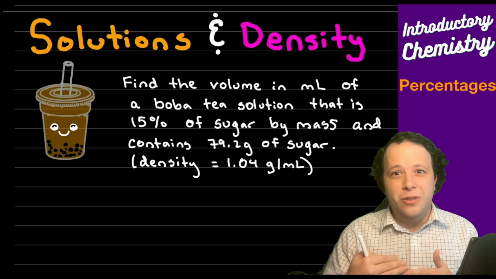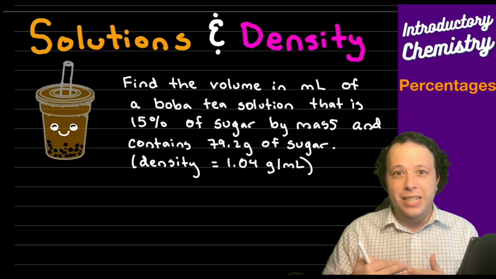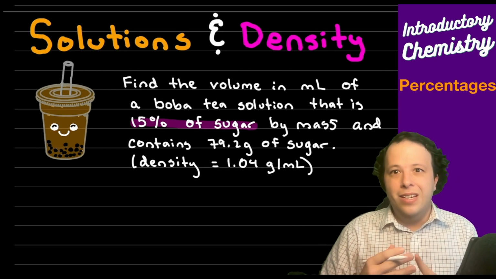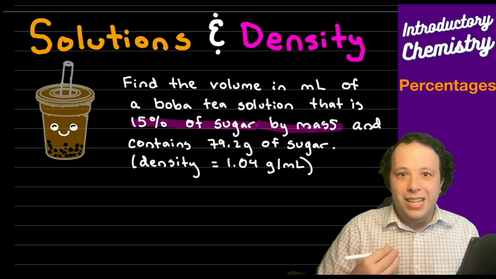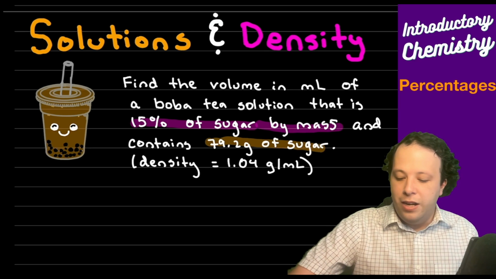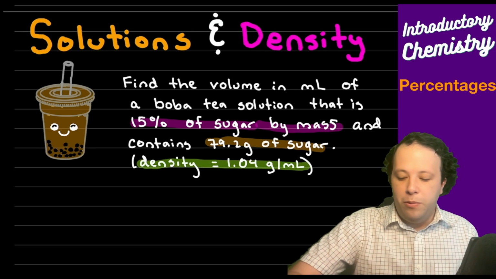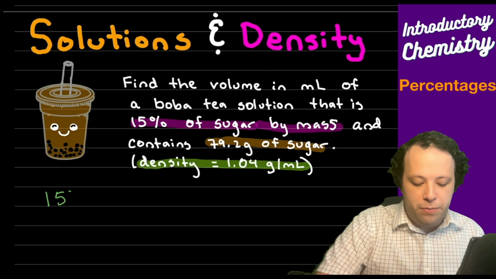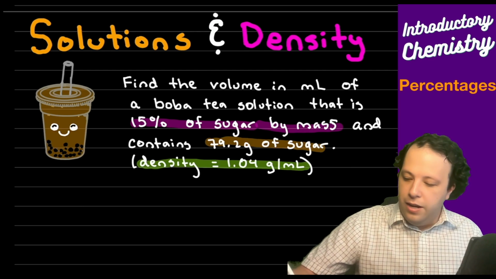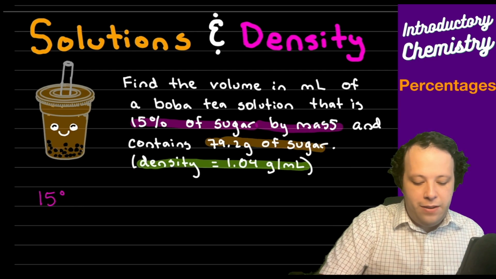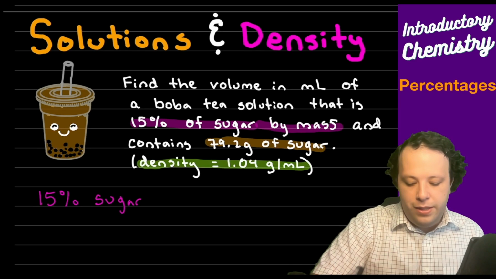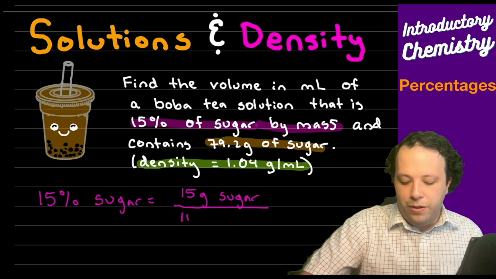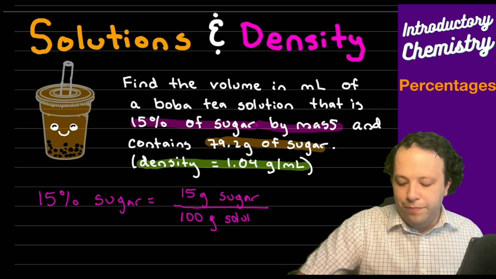In this one, what we're trying to do is find the volume in milliliters of a boba tea solution that is 15% sugar, right? There's that conversion term. And that says by mass too. And it contains 79.2 grams of sugar with a density of 1.04 grams. We have all these important terms. Our first piece is the percent. So we have 15% sugar here. If I have 15% sugar, that's the same thing as saying I have 15 grams of sugar all over 100 grams of solution.